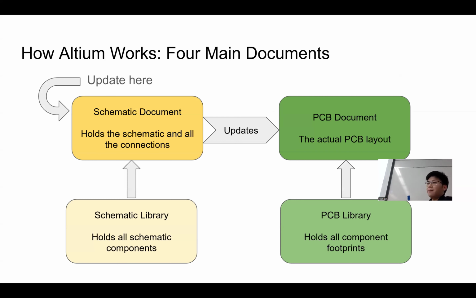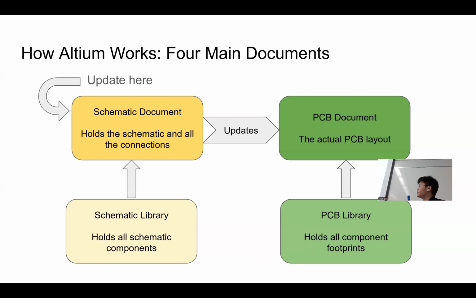Now, I just want to brief everyone on how Altium works. In order to make your PCB, there are four main documents. There's the schematic document, where you set up your schematic. You've already designed your circuit ages ago, and you want to make it on your PCB, so you make your schematic document. And then of course, you have the actual PCB document. That's where your actual layout is going. That's what you're exporting to the manufacturer. That's where everything is going.